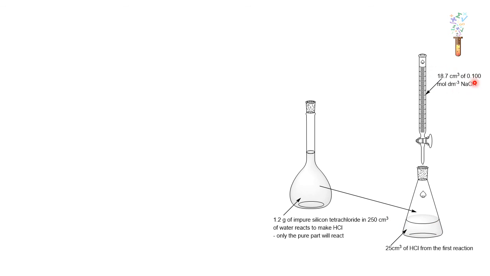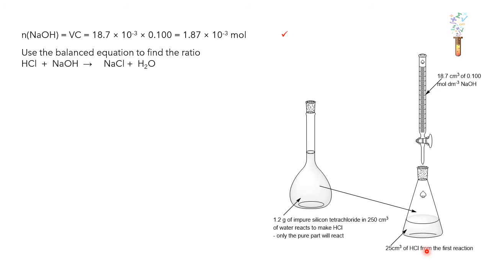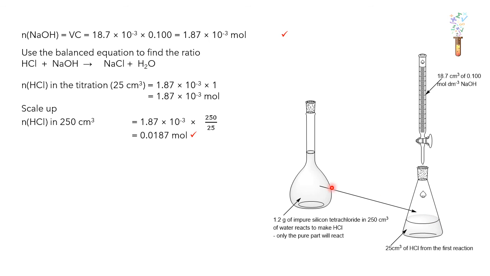So we've got a volume and a concentration here, so we're going to calculate the moles there. Then we're going to use the ratio from sodium hydroxide to hydrochloric acid to find out how many moles of hydrochloric acid there are. And we know that the ratio for that reaction is 1 to 1, so the moles of hydrochloric acid in this flask is identical to the moles of sodium hydroxide. Then we're going to scale up to this flask, because we only used 1/10 of the solution, so we're going to times by 10, or 250 over 25. So we're going to find the moles of hydrochloric acid in this flask.